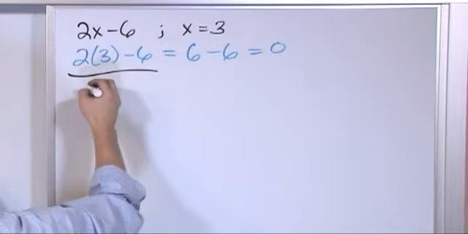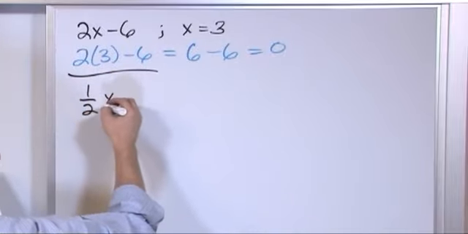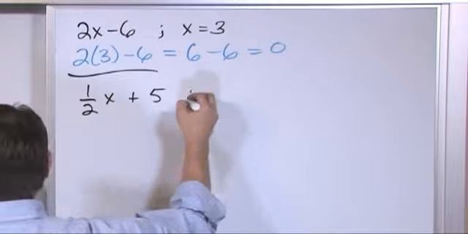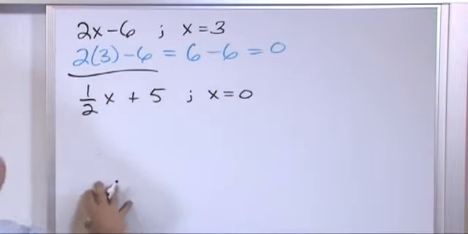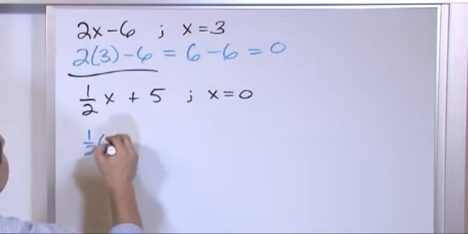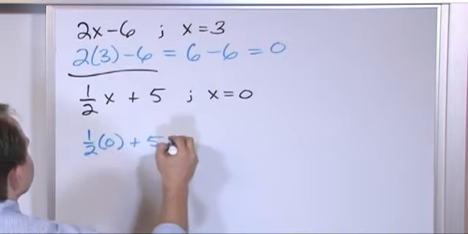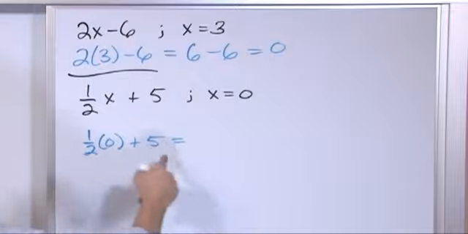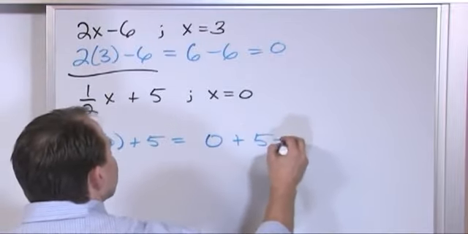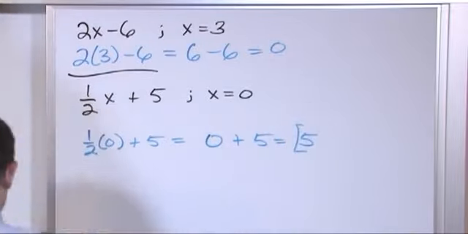What if you had 1/2 times x plus 5, where x is equal to 0? So I plug in x is equal to 0 in there. I'm going to have 1/2 times 0 plus 5. 1/2 times 0, anything times 0 is 0, plus 5. It's just going to give me 5. That's going to be my answer.